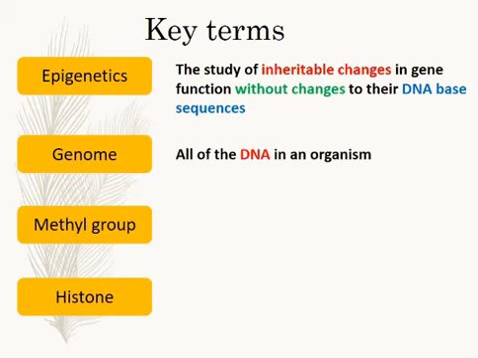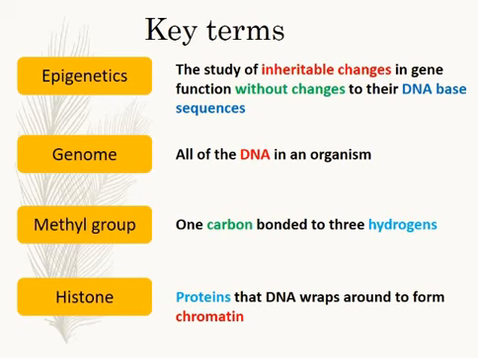Genome is all of the DNA in an organism. A methyl group is one carbon bonded to 3 hydrogens. You may remember that carbon should form 4 bonds, and the 4th bond here would bind the methyl group to whatever molecule the methyl group is being bound to. You'll see that later on in the PowerPoint. And finally, histones: proteins that DNA wraps around to form chromatin. Okay, so this is what helps it condense down into a chromosome.